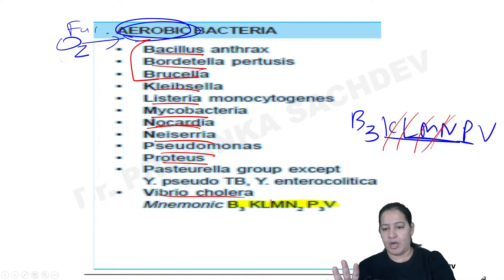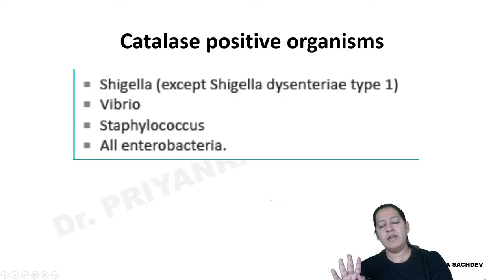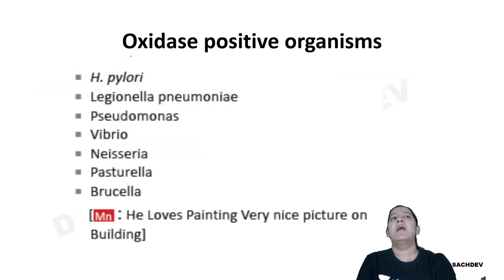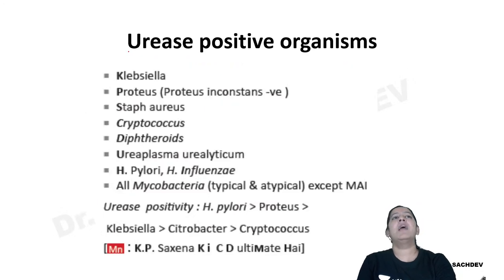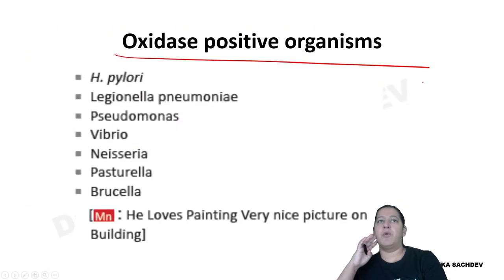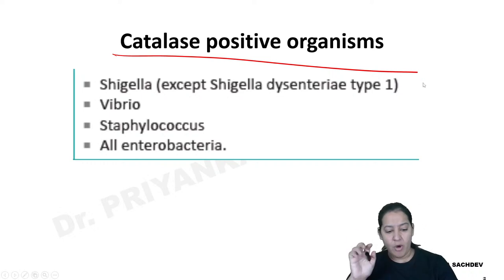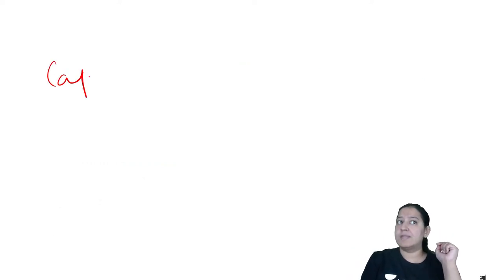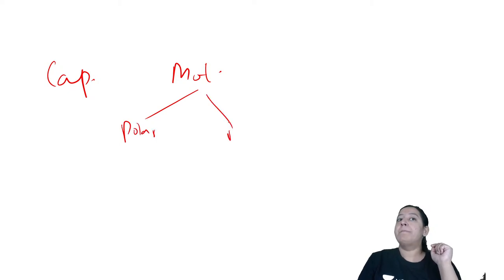So I am done till now. Have you got it? Now the next three things. Catalase positive organism kitne hai? Oxidase positive organism kitne hai? Urease positive kitne hai? The next three mnemonics are coming on the way. Till now kya kya bata diya hai? Capsulated kaun se hai? Motile kaun se hai? So polar flagella wale kaun se hai? Peritrichous kaun se hai? Spore forming kaun se hai?